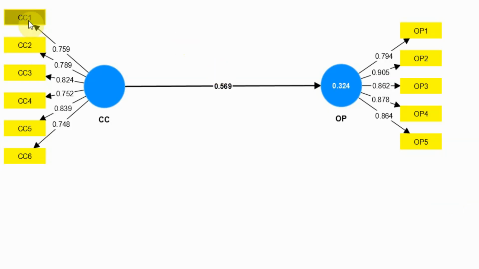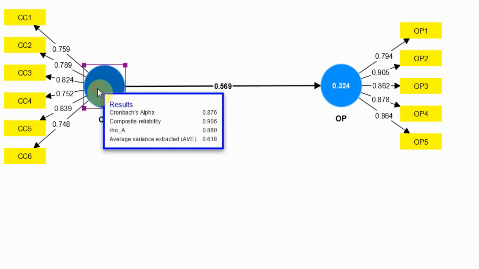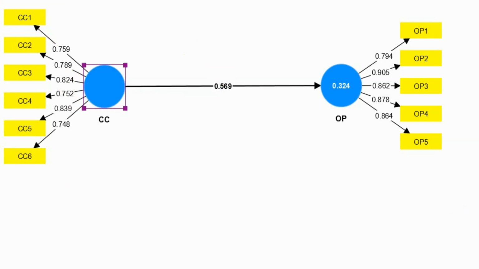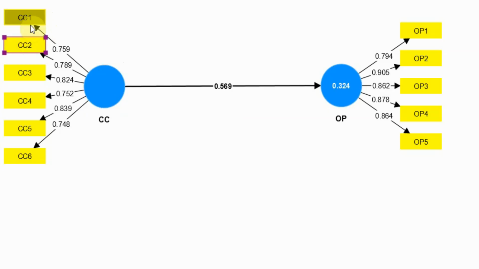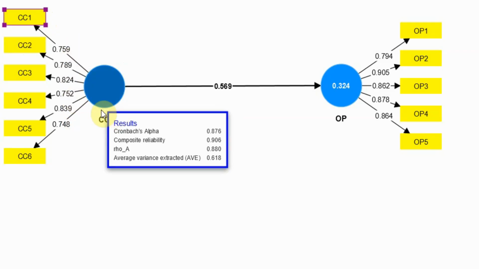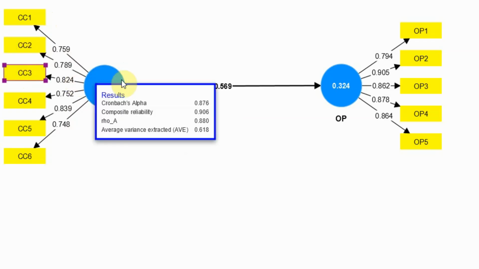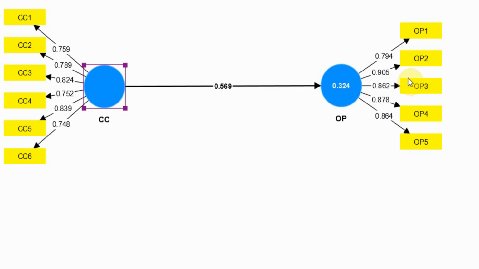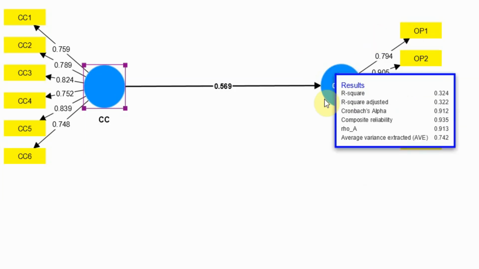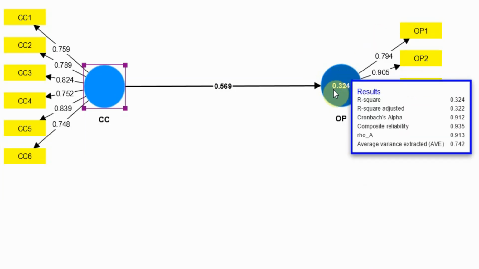This means that these items here are converging to represent this underlying construct. They are coming together to represent this underlying construct. And each of these items, because the value is greater than 0.70 for each one of them, is adequately representing the underlying construct. And same is the case for OP. These items are converging to represent the underlying construct.